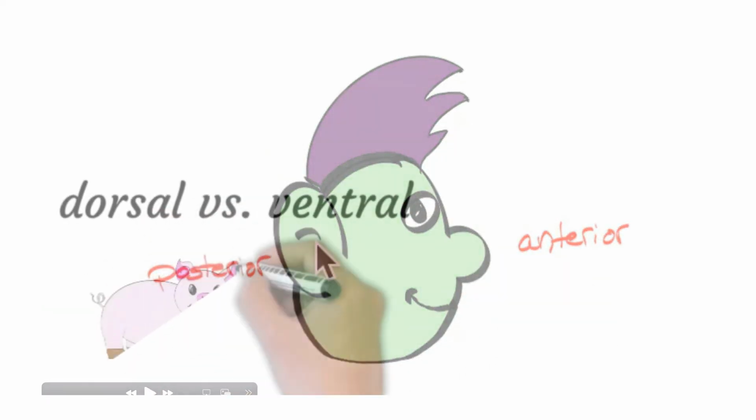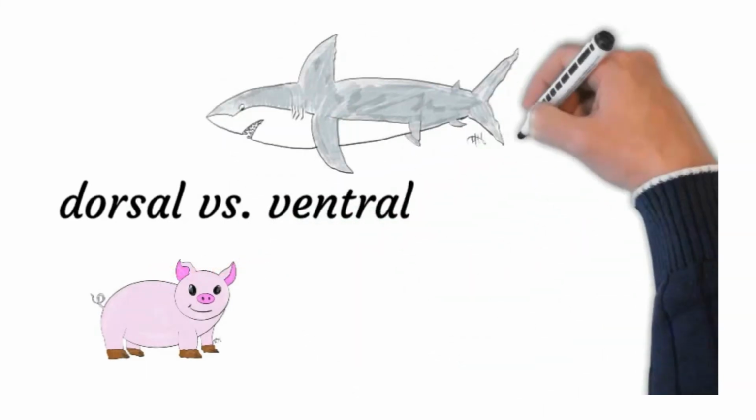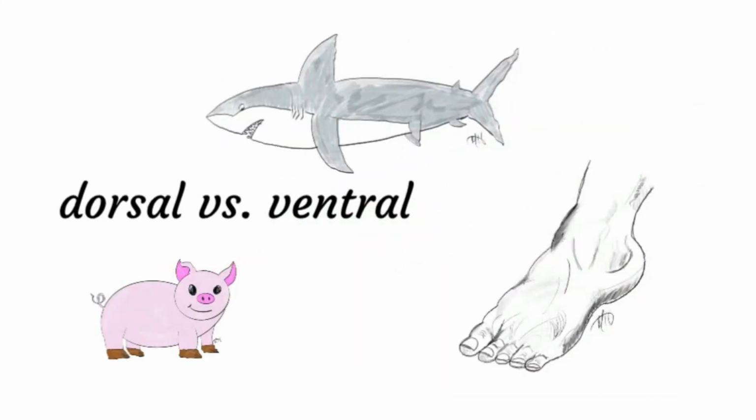Okay. Now we are going to talk about two terms that frustrate me to no end with regards to human anatomy. And the terms are dorsal and ventral. Dorsal is used synonymously with posterior, and ventral is used synonymously for anterior. That is to say, one could say dorsal when one means posterior. One could say ventral when one means anterior.